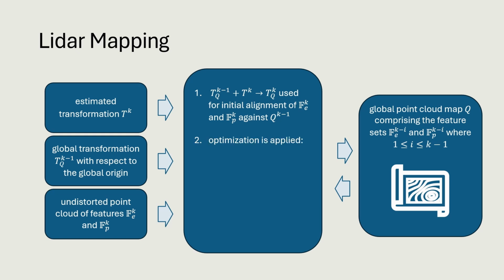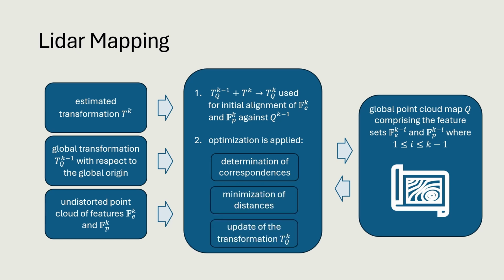Then again, the Levenberg-Marquardt method is applied for optimization. As before, the correspondences are found using the point-to-line and point-to-plane methods. The distance between the map Q and the newly added points from the last sweep is minimized, which results in an updated transformation T_Q^k. This optimization procedure is again repeatedly executed until it converges or a maximum number of iterations is reached. The obtained transformation is then used in the transform integration module.